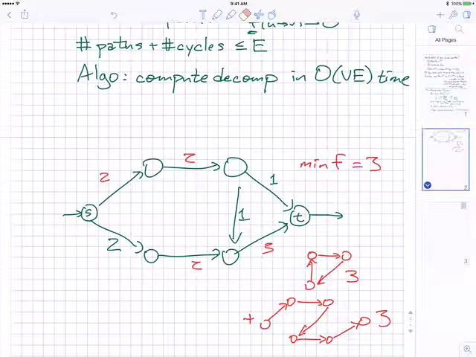Is this always unique? No, it's not. So this was not the only path that I could have chosen. I didn't have to do this long zigzag. I could have gone along the top. And if I had gone along the top, actually I would have eaten up one of the top edges, and then I wouldn't be able to find the zigzag cycle. So you're not always going to get a unique decomposition, but you will get a decomposition.